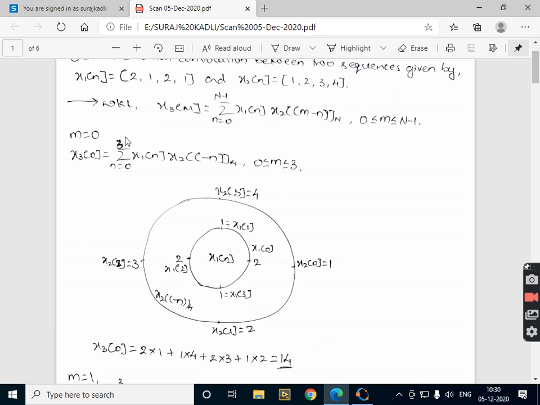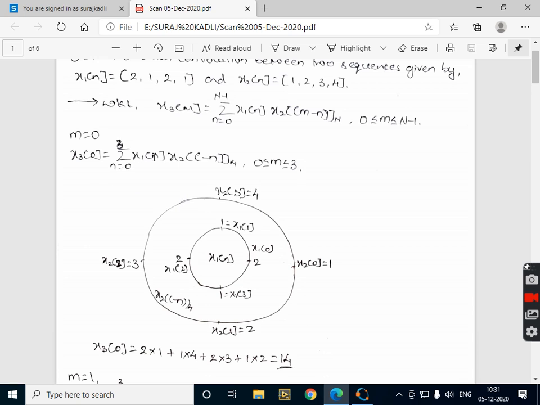So to obtain the first circular convolution point, we'll substitute m equals 0. For m equals 0, we'll rewrite this equation. It will be summation n equals 0 to 3, because the maximum number of samples in both the sequences is 4, so 4 minus 1 is 3, of x1 of n, x2 of minus n. Like I said, x1 of n is plotted in the anti-clockwise direction, and x2 of minus n, to obtain the circular folding, will be plotted in the clockwise direction.